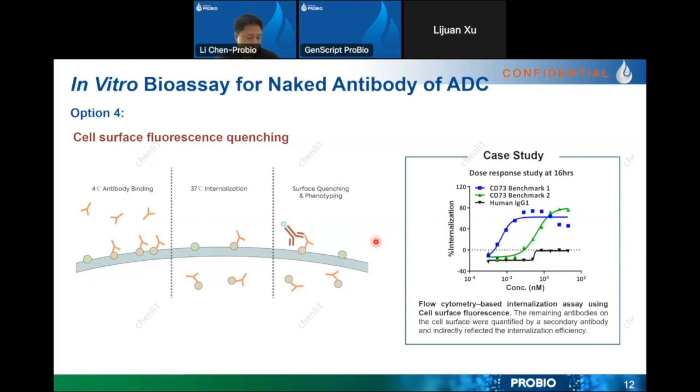The rationale of this approach is first assuming there is minimal internalization under 4 degrees, and it also intentionally neglects other factors contributing to the fluorescence signal change, such as dissociation of antibodies from the target cell. As a result, this approach is not as accurate as those previous ones, but it requires minimal hardware and reagent support, which makes it still a very popular option for early stage screening.